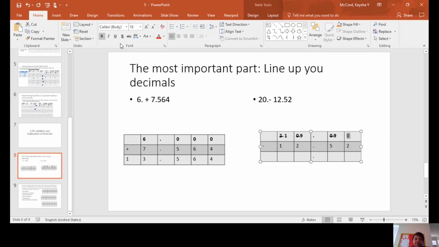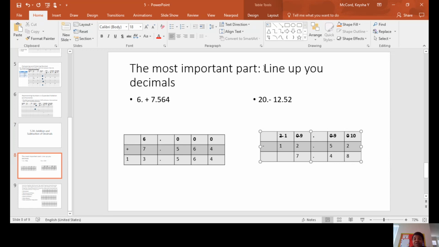So now I can subtract. This will become a 10. So let's get started. 10 minus 2 is going to be 8. 9 minus 5 is 4. My decimal's already there, so I can keep going. 9 minus 2 is 7, and then 1 minus 1 is going to be 0. So my answer is going to be 7 and 48 hundredths.